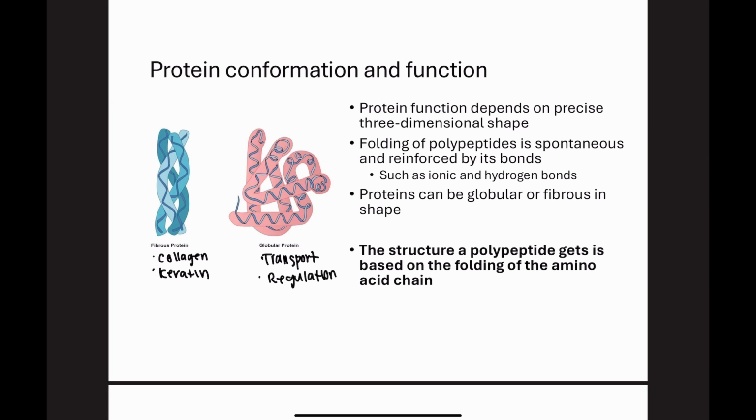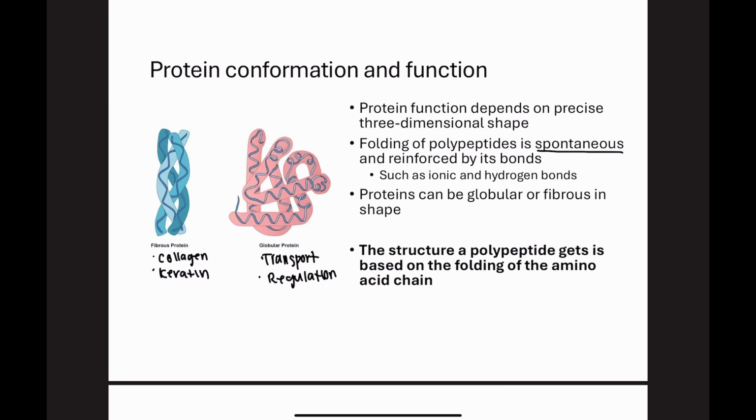Examples of them include enzymes, hemoglobin, and antibodies. So protein function is going to depend on the precise three-dimensional shape that it has. And we know that our proteins are made up of polypeptides. A polypeptide chain is a straight chain, and it's actually going to spontaneously fold. And when it folds, it's going to take a three-dimensional structure.